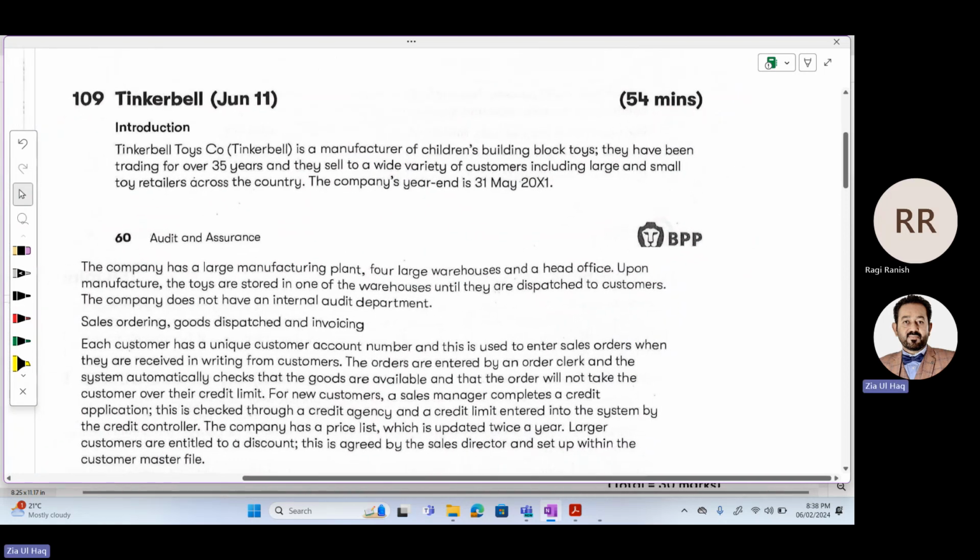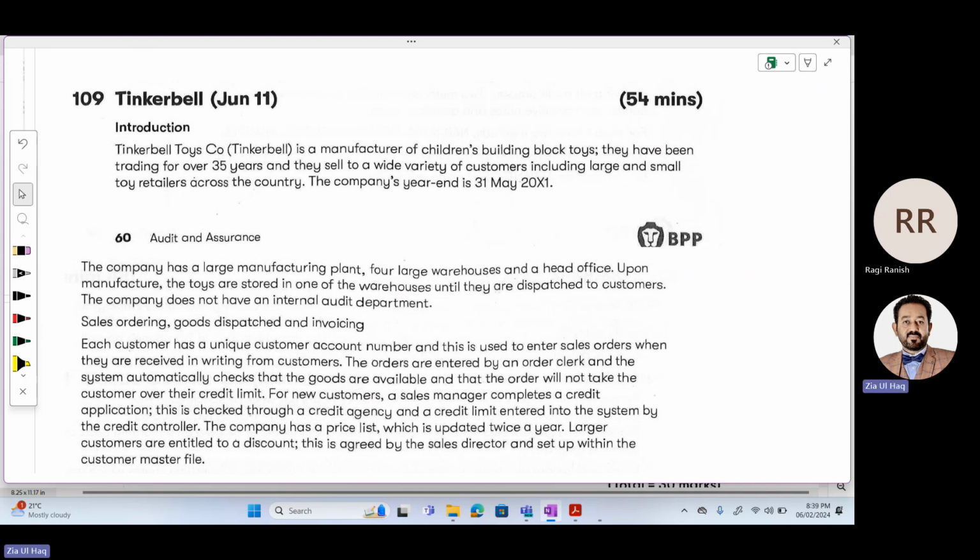So Tinkerbell Company is a manufacturer of children's building block toys. They have been trading for over 35 years and they sell to a wide variety of customers, including large and small toy retailers across the country. The company's year end is 31st May 20x1. So the company manufactures and sells toys.